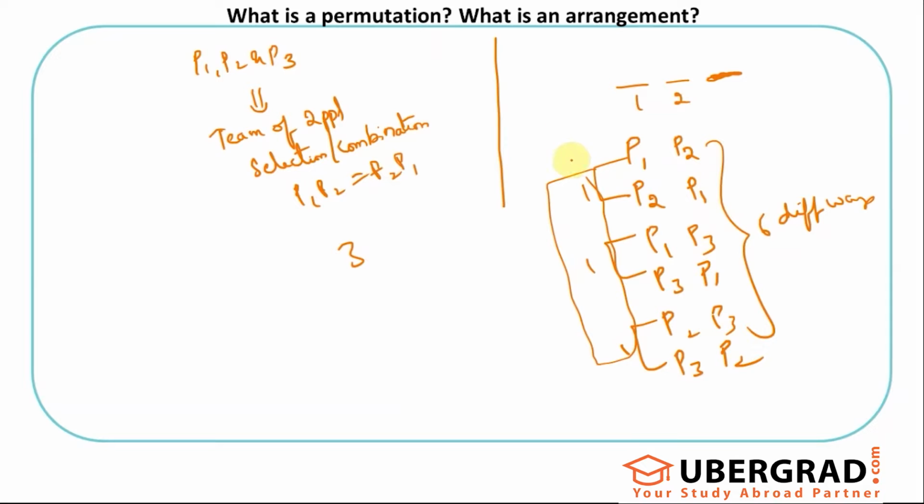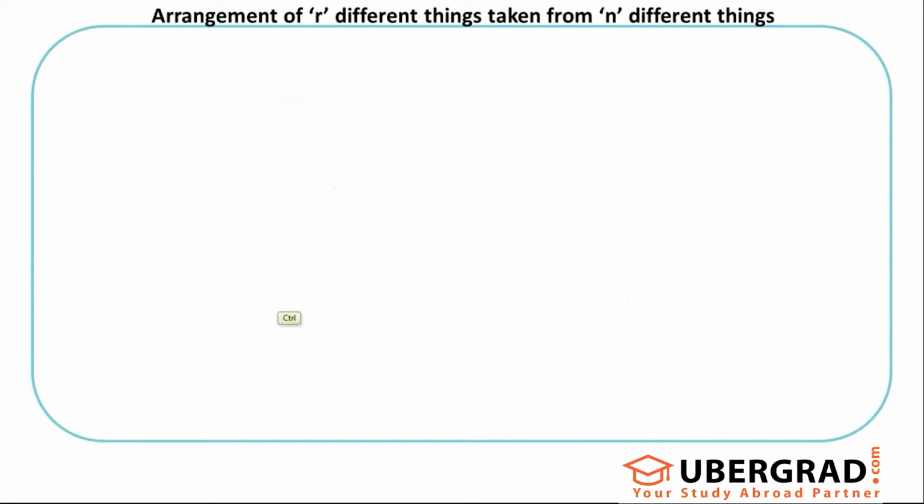So, the thing with the permutation is this: arrangement of R different things taken from N different things. So let's say I have N things in the pool and I'm trying to arrange R things out of N things in the same R places. That is, let's say I have 5 people and I'm arranging them in a 3-member team, so 1, 2 and 3, with the ranks being given as 1, 2 and 3. So P1 standing here, P2 standing here and P3 standing here is different from P2, P1 and P3.